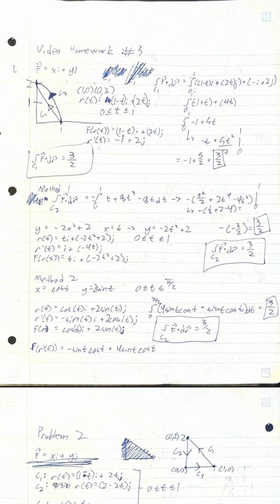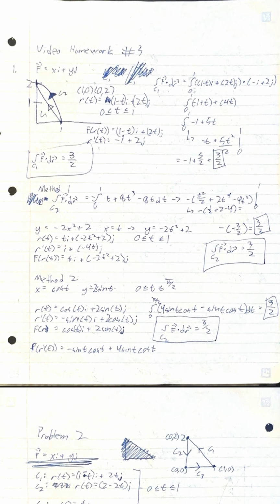So to do that, we have to parameterize it, which is r(t). And for that, we have (1 minus t)i plus 2tj. These are just the difference in the starting and ending coordinates, which is all the parameterization is. And this is from the range where t exists between 0 and 1.